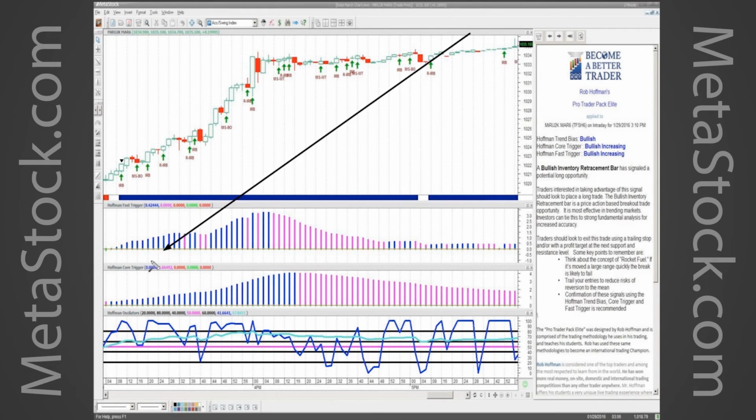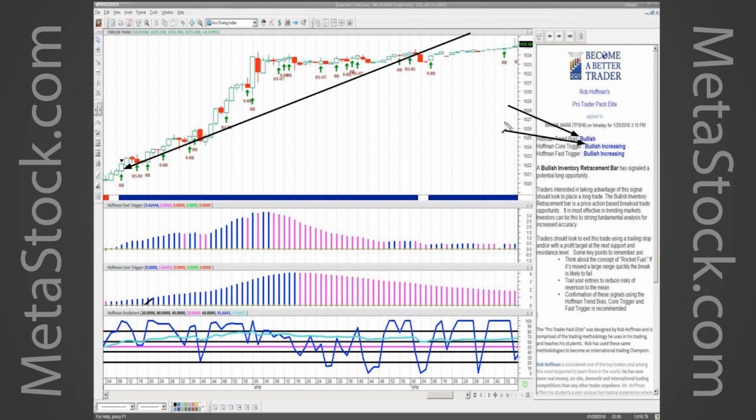So you can see 3:10 p.m. That was right over here. That was the inventory retracement bar. The Hoffman trend bias, bullish. Core trigger, bullish and increasing. Fast trigger, bullish and increasing. Then you can see it gives you the commentary. What it tells you is that it's signaling a potential long opportunity. Traders interested in taking advantage of this should look for these different things. And then here are some of the rules I just shared with you.